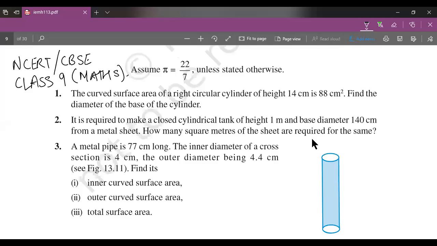Okay, so today we are going to solve exercise 13.2, and we're going to solve three examples from it. A request to all the viewers: please see the previous video which I have uploaded earlier. In this video, I'm going to solve three sums from exercise 13.2, which I have referred from the NCERT, CBSE class 9th maths textbook.